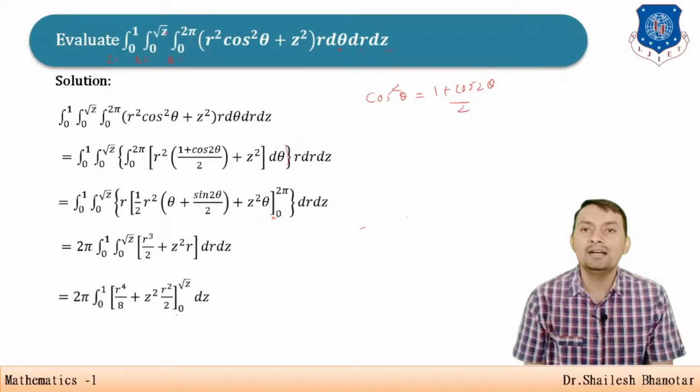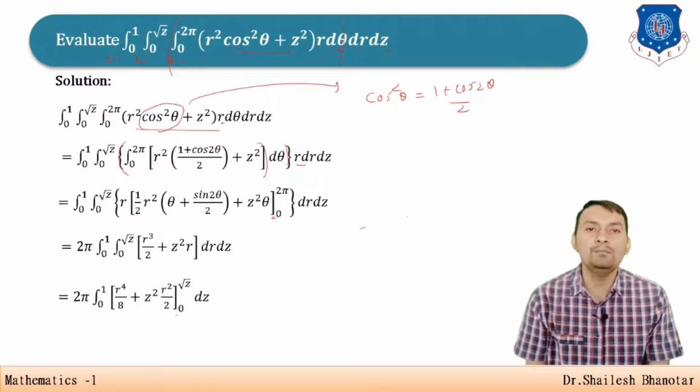Integration from 0 to 2 pi, then 0 to square root of z, and then 0 to 1, and this is our function, r d theta dr dz. But the first integration is with respect to theta, so we will first focus on that. So this is our given question, so I just write r as a here. So first with respect to theta, I am just going to focus, but when we use cos squared theta, cos squared theta is nothing but 1 plus cos 2 theta divided by 2.